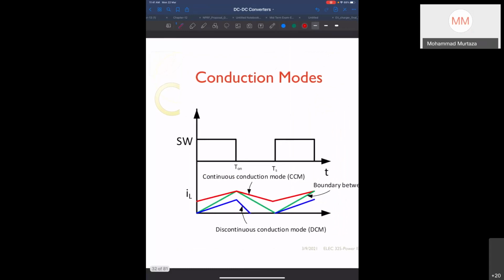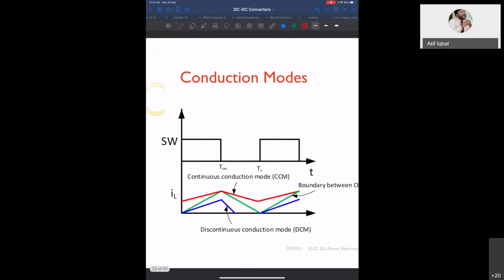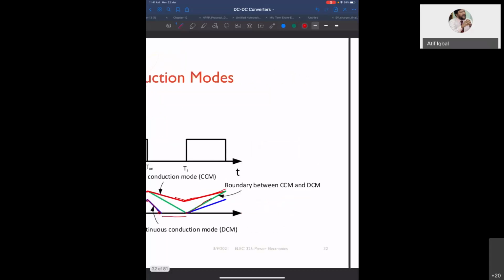Next is the conduction mode. If your current is not touching zero, it is all the time above zero, we call it continuous conduction mode. If it touches zero and straight away rises, that is called the boundary condition or critical condition. And if it falls much before the switch is on, so that the current stays at zero for some time, this is called the discontinuous conduction mode.